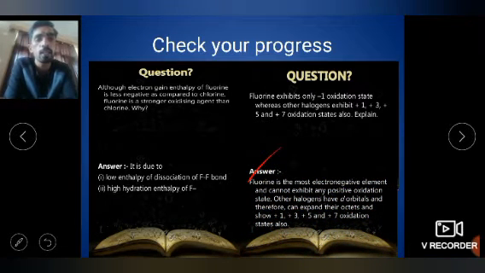Fluorine is the most electronegative element and cannot exhibit any positive oxidation state. Because of its high electronegativity, fluorine doesn't form any positive charges, and it has no d orbital. It doesn't have d orbital also. Because of that, it will not show +1, +3, +5 and +7 oxidation states.